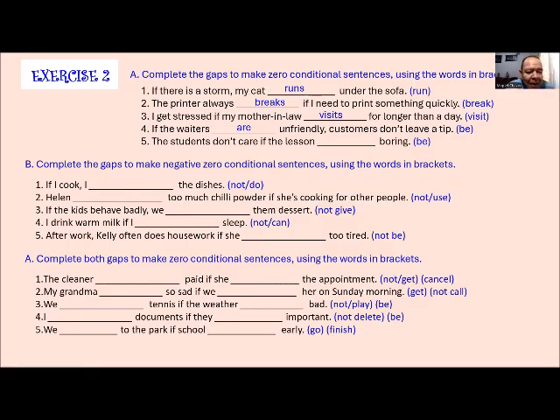Complete the gaps to make negative zero conditional sentences using the words in brackets. Okay, remember that for negative conditional we use the auxiliaries do or does. Okay, please, Maria Fernanda, the first one. Sería, if I cook, I don't do the dishes. Dishes, exactly. Thank you, Maria Fernanda. You are right. If I cook, I don't do the dishes.